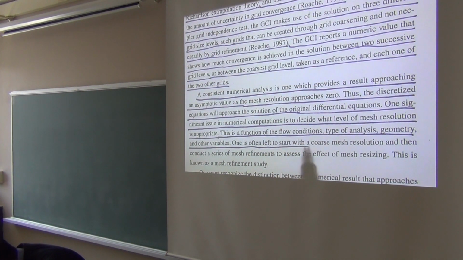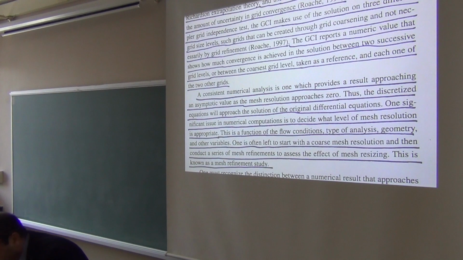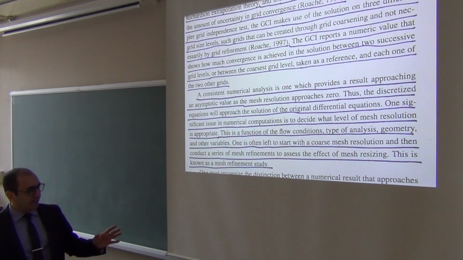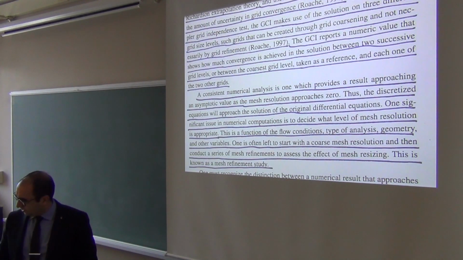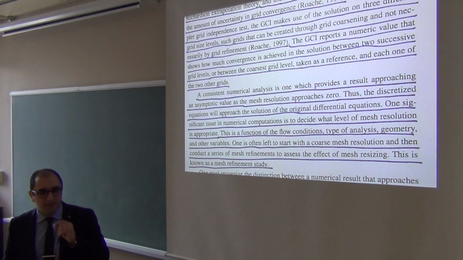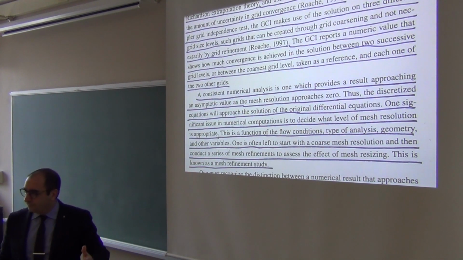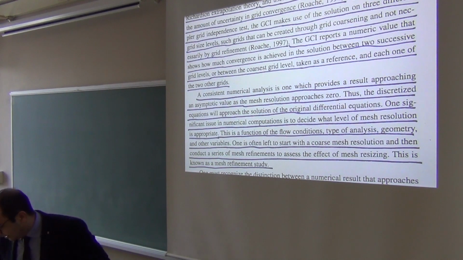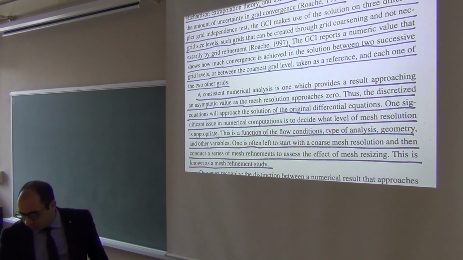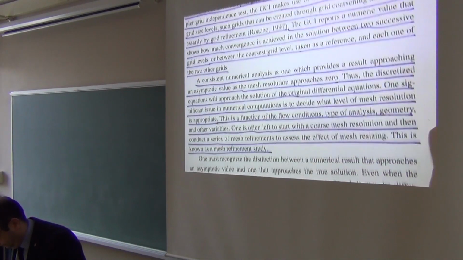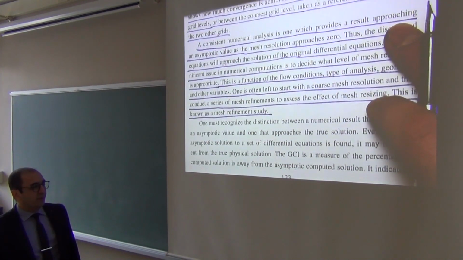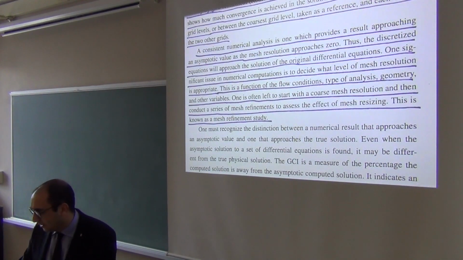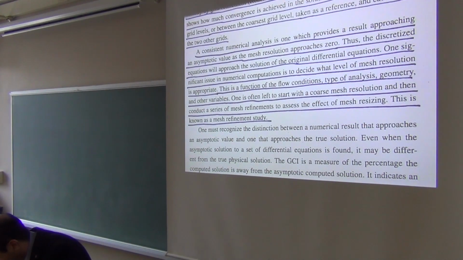One is often left to start with a coarse mesh and then conduct a series of mesh refinements to finally decide where to stop. You start with a coarse mesh because your model is possibly going to run faster and quickly gives you an answer, you can verify it at least, and then you gradually refine the mesh until you stop where the error is below some given required value. That's what we do all the time in our lab. When we test our solvers, we always test them on coarse grids first and then move toward higher refinements.